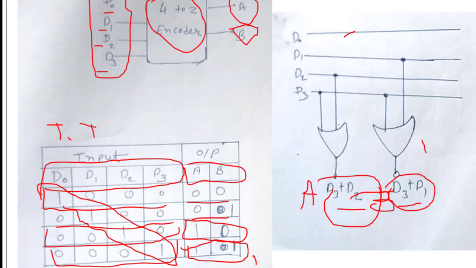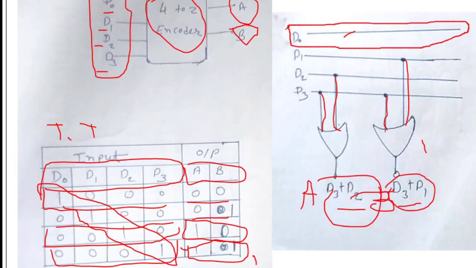Based on these Boolean equations, we can draw the simple diagram. We have 4 inputs, and for the first output, the Boolean equation is D3 plus D2, and for the second output, our Boolean equation is D3 plus D1. Here you have to note that the line D0 is not used in any of the outputs of the encoder.